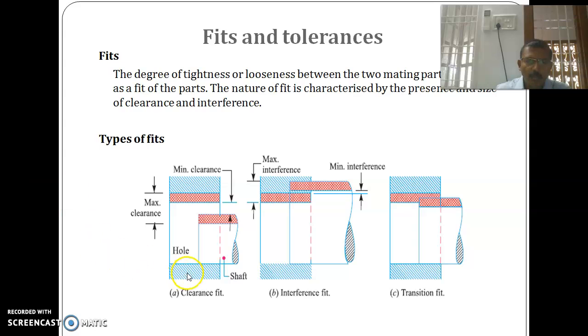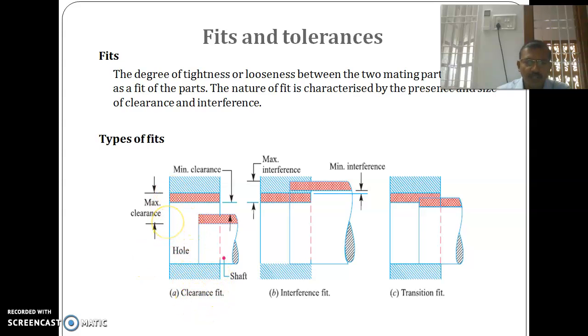In the clearance fit in an IC engine assembly, the cylinder and piston should have some clearance for the movement of the piston inside the cylinder. It should have some clearance, otherwise it will not be usable. So the cylinder and piston assembly is an example of a clearance fit.